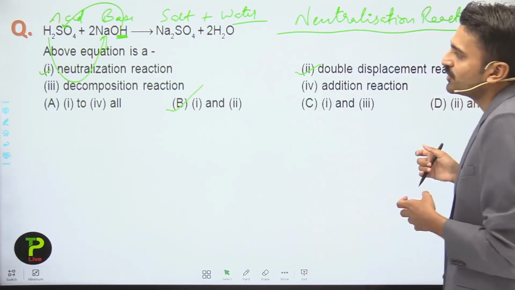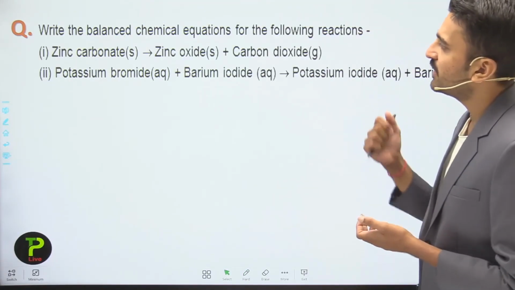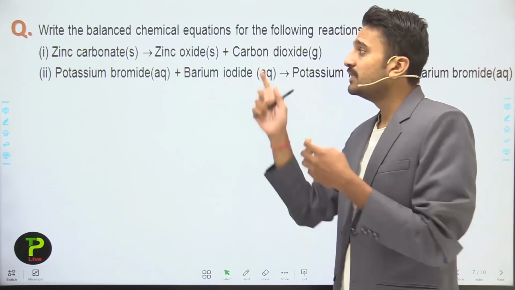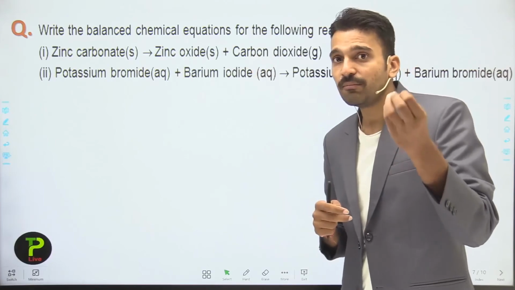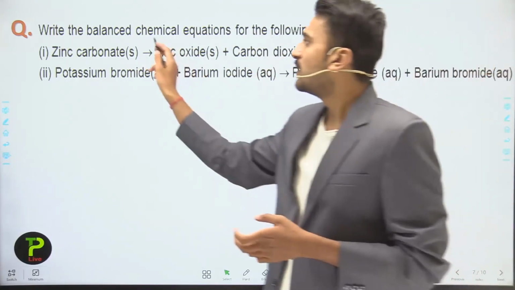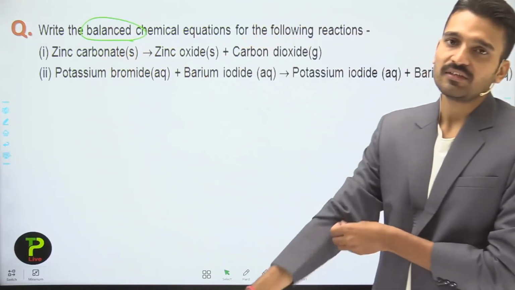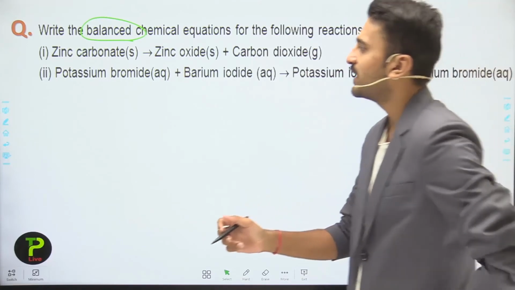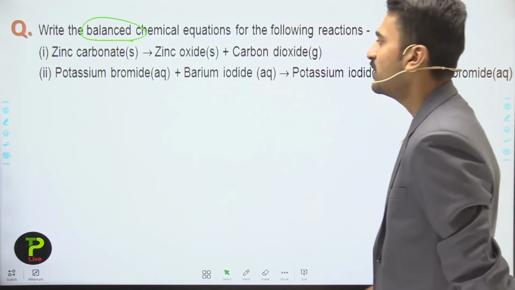Moving to another question: write the balanced chemical equation for the following reaction. What you have to do is write the symbolic equation for this word equation and also balance it, because it has been asked that you write the balanced chemical equation. Writing the first part: zinc carbonate gives zinc oxide plus carbon dioxide.